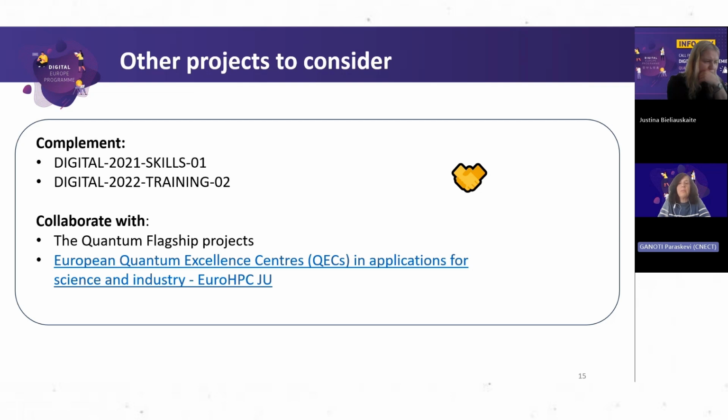The Quantum Flagship is an ambitious funding initiative for funding quantum technologies started in 2018 with €1 billion and for 10 years. And also we want this academy to collaborate with the European Quantum Excellence Centers. So these are two projects that are managed by the EuroHPC JU, and they are expected to start soon, or even they have already started. Next slide, please.